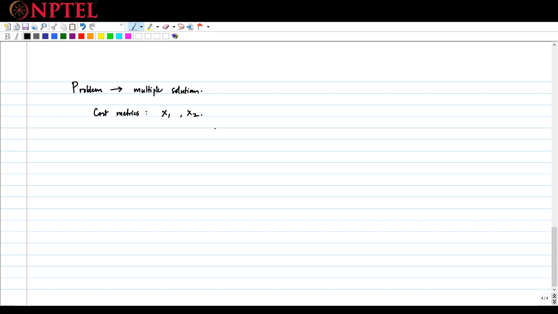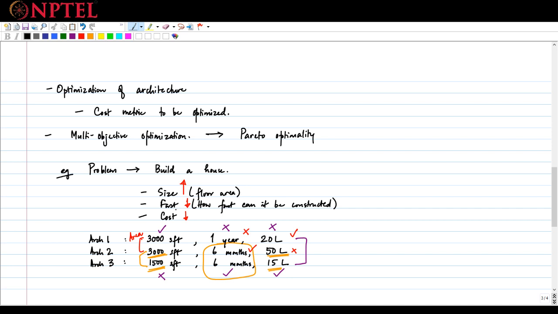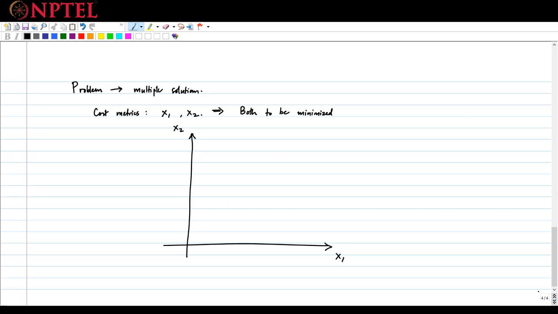So I basically have a two-dimensional plane, x1 on this axis, x2 on this axis. And what I want is for both x1 and x2 to be minimized, just like in the previous case, where the time for construction and the cost were to be minimized. Same way, I'm considering x1 and x2 to be minimized in the next problem. If I wanted to maximize one of them, that's okay. I just need to take that into account in the direction in which I'm going to optimize.